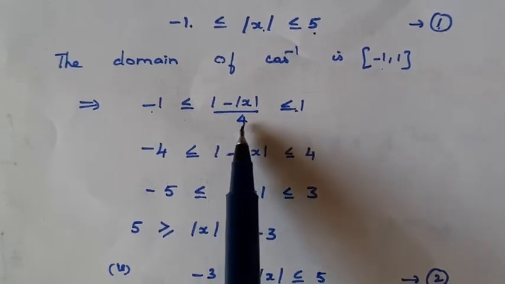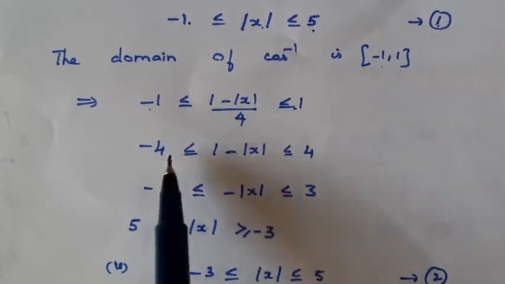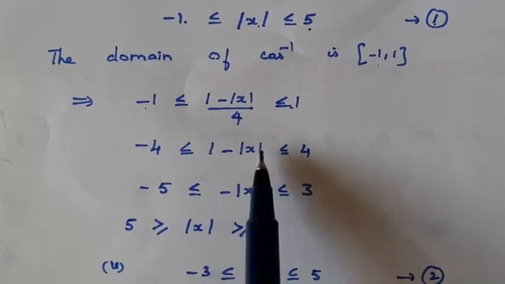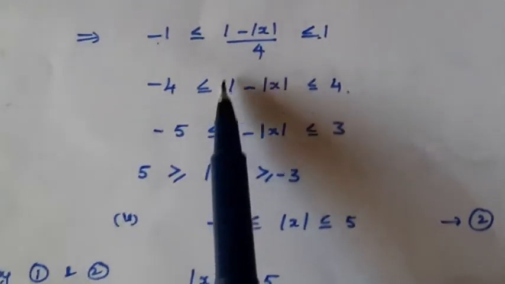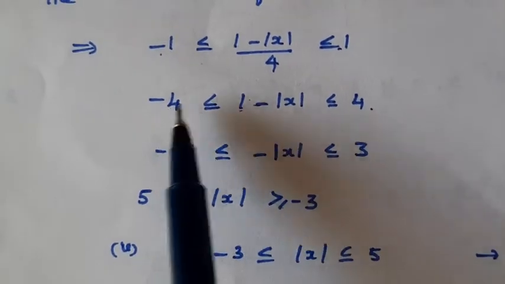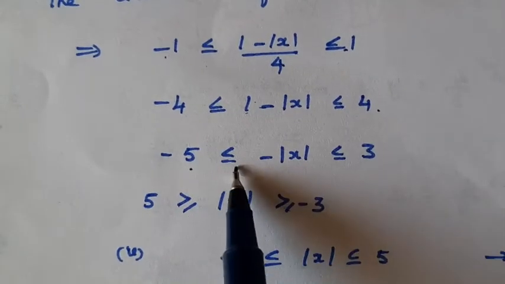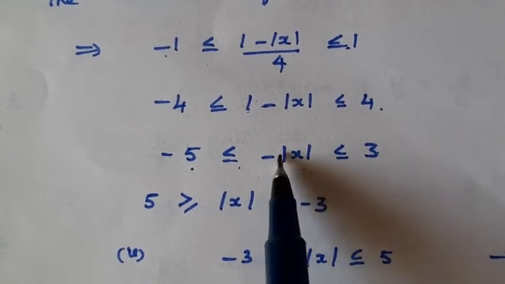Again, in order to remove this denominator, let us multiply throughout by 4, so that we have minus 4 less than or equal to 1 minus mod x less than or equal to 4. Okay. Now let us remove this 1. So subtract 1 throughout. So minus 4 minus 1 would be minus 5 less than or equal to minus modulus of x less than or equal to 3. But it should be plus.